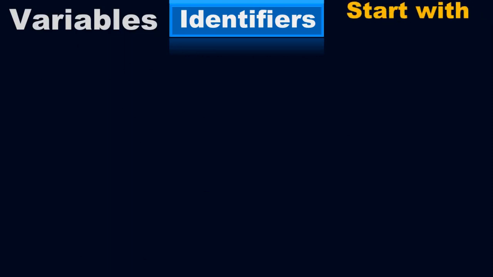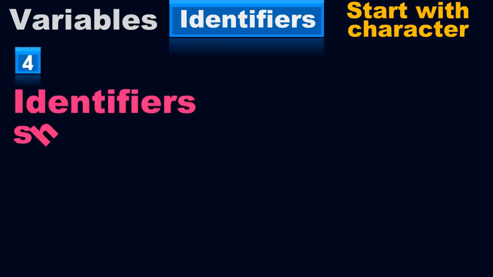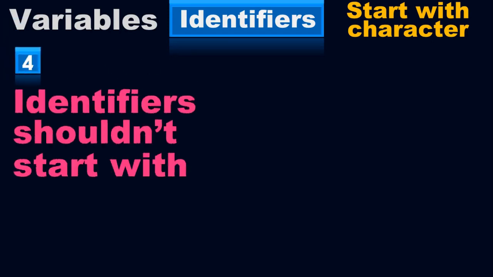A variable should start with a character. You cannot start a variable with any digit. It must start with a character. Let me give one example, example number 4, where you must know that identifiers should not start with an integer. It should not start with an integer or any kind of digit. It has to start with a character.